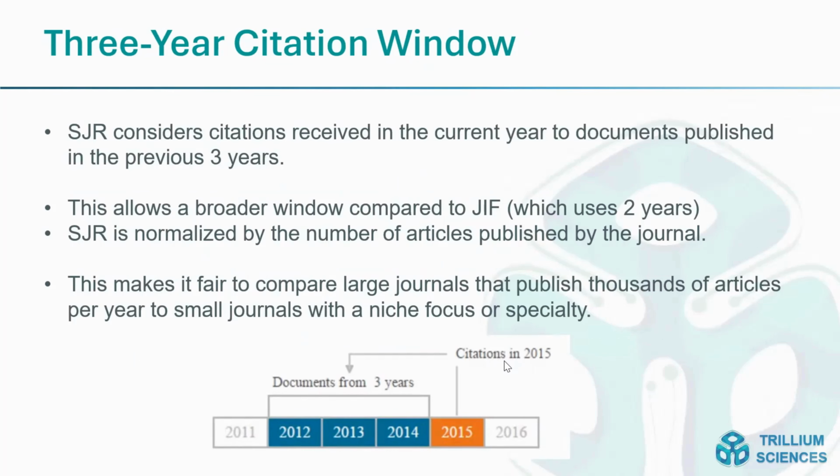Another difference about SJR is that it considers citations received in the current year compared to documents published in the previous 3 years. So it has a 3-year citation window rather than a 2-year citation window as in the JIF. SJR is normalized by the number of articles published by the journal, and this makes it fair to compare large journals that publish thousands of articles with small journals with a niche focus or a specialty.